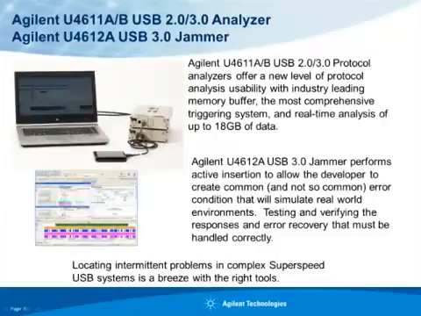Thank you for spending a few minutes with me to look at the Agilent U4611A and B protocol analyzer and the Agilent U4612A jammer, allowing you to locate the intermittent problems on super speed USB in quick and timely fashion.